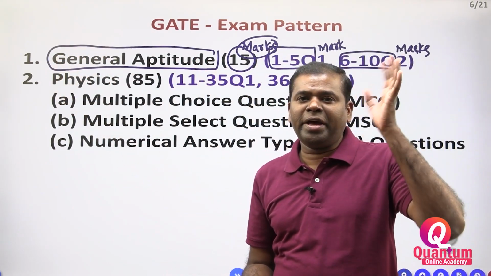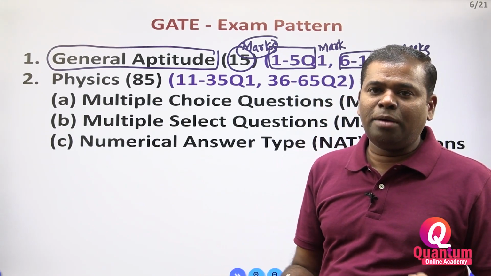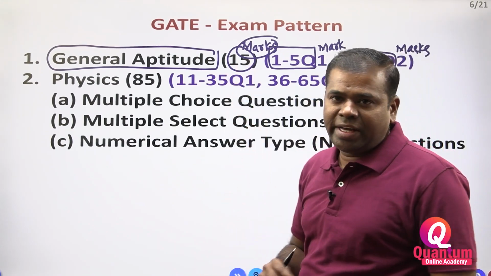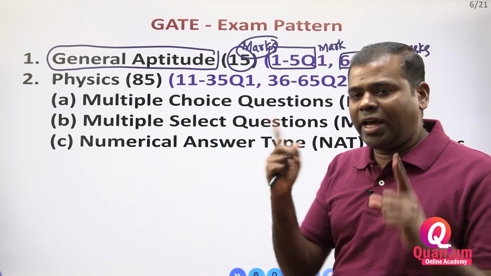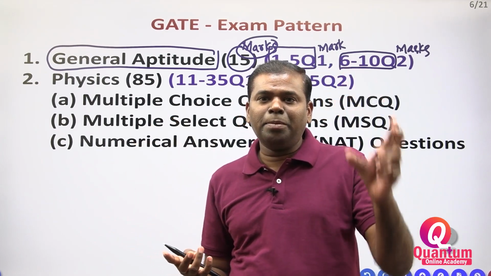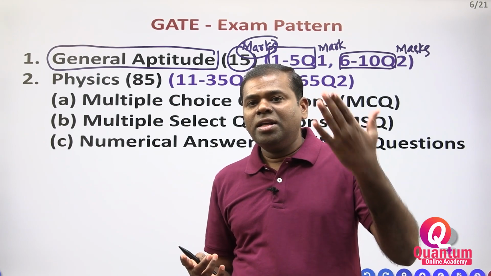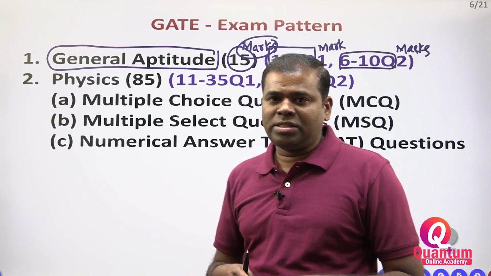Whatever you prepare for CSIR paper 1 applies here also. General aptitude has 15 marks weightage, with questions 1 to 10, of 1 mark and 2 marks. In CSIR there are 3.5-mark questions and then 5-mark questions. In part A it is 2 marks.